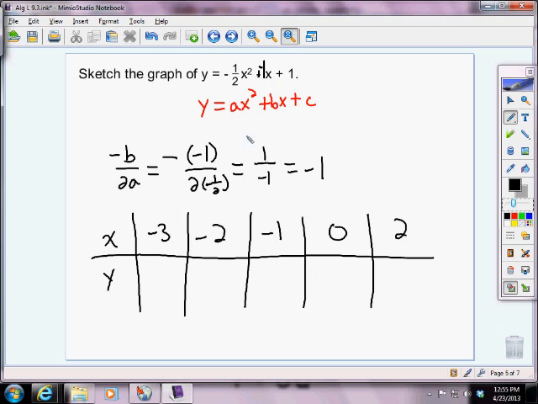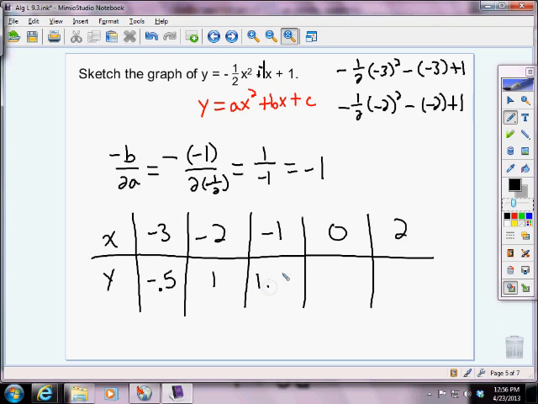So up here, I'm going to just substitute in negative 1/2 times negative 3 in parentheses to keep it as a negative 3 squared, either plus a negative 1x or minus my negative 3, plus 1. And when I do that, I get negative 0.5. And I'll do the same thing: negative 1/2 times negative 2 squared minus my negative 2 plus 1, and I get 1. I'll put a negative 1 in, and I end up with 1.5. If I input a 0, I get out 1. If I input a 2, I get out negative 3.